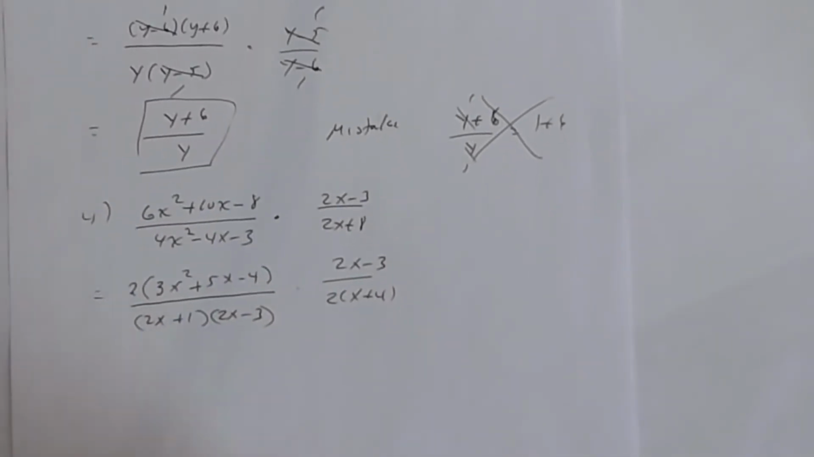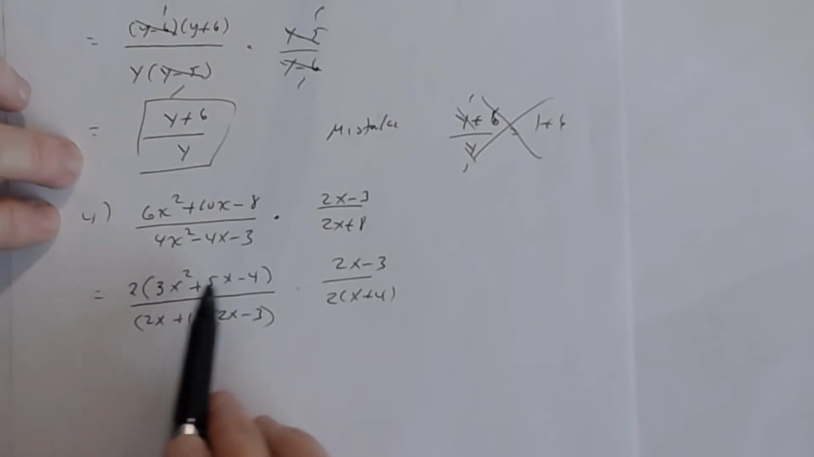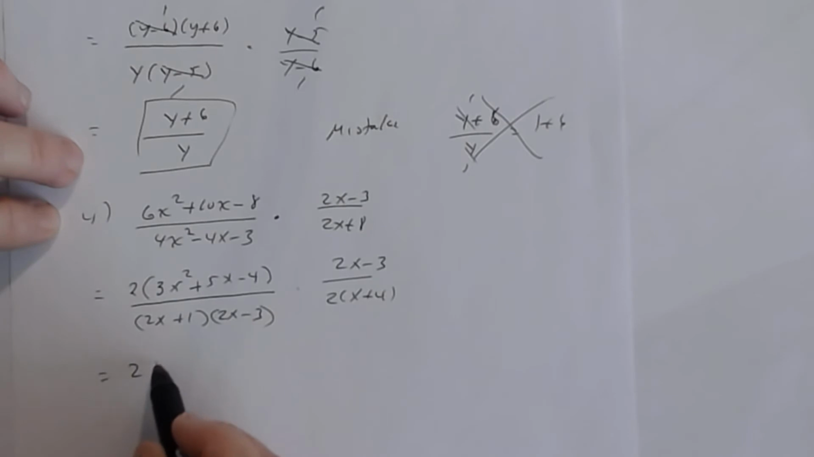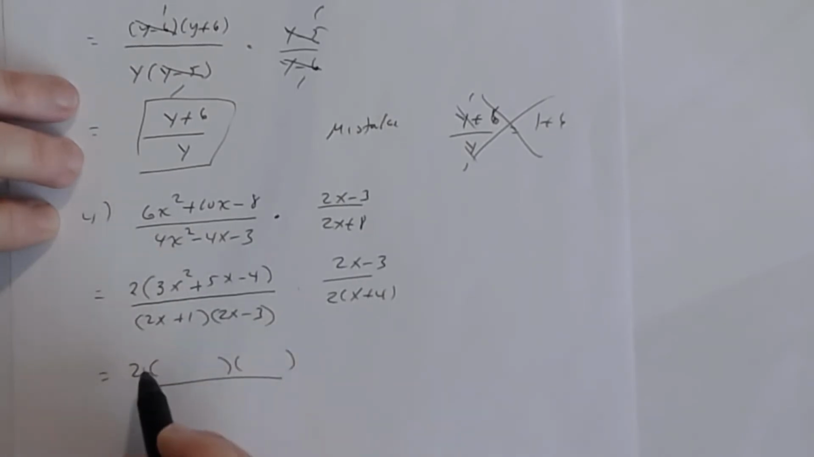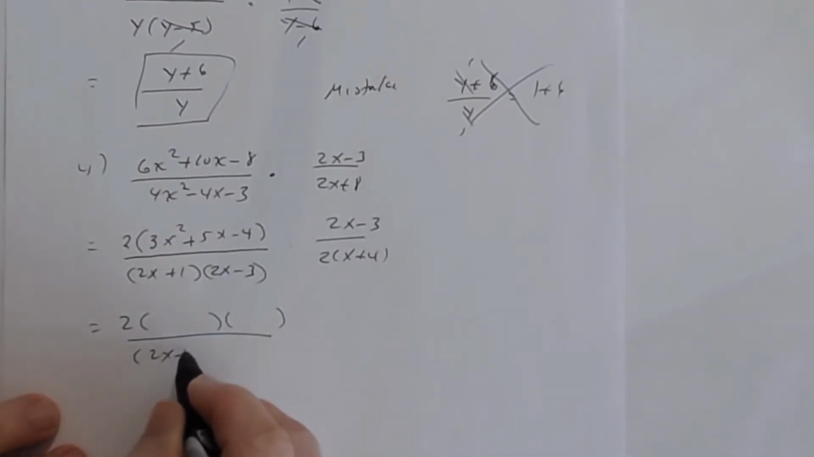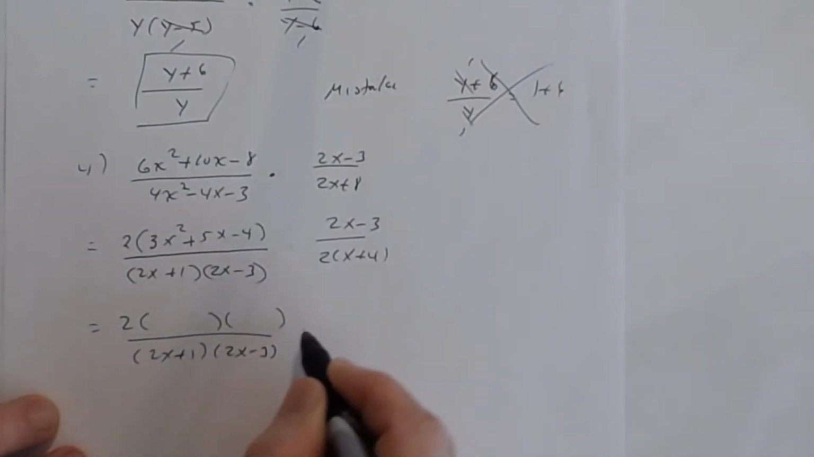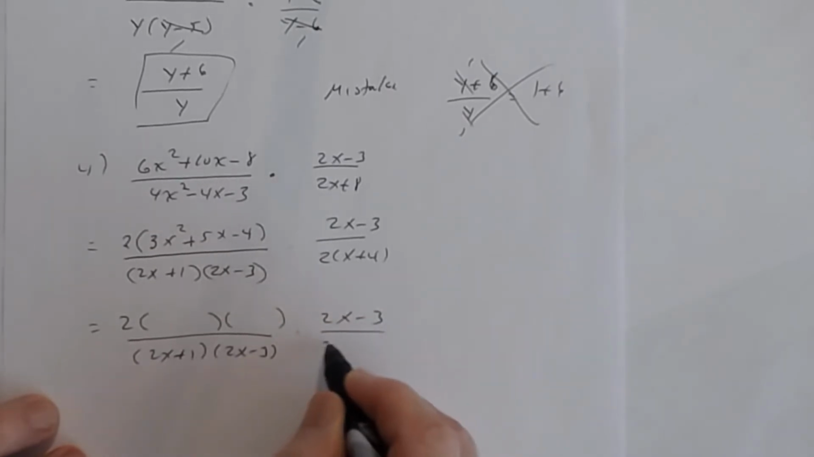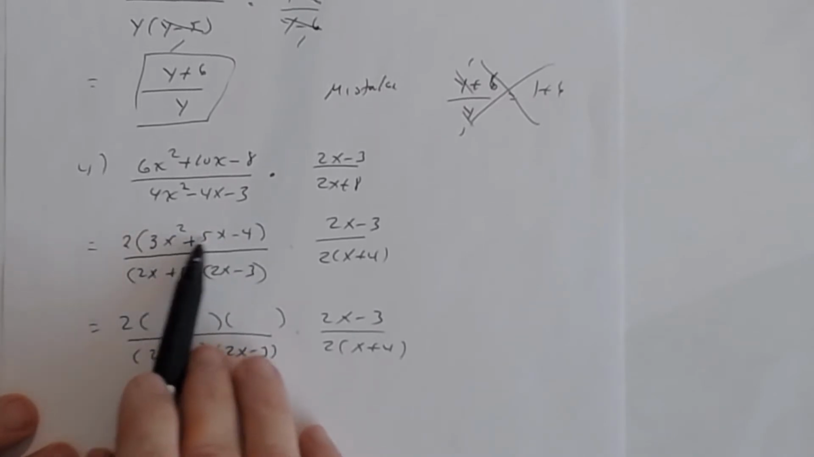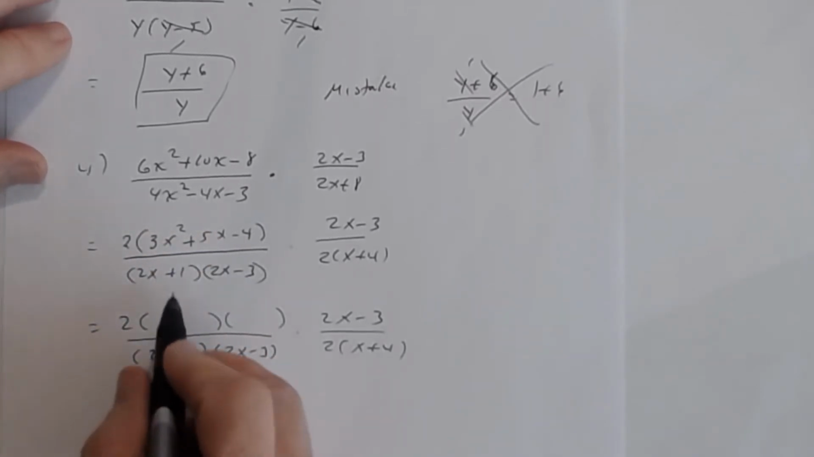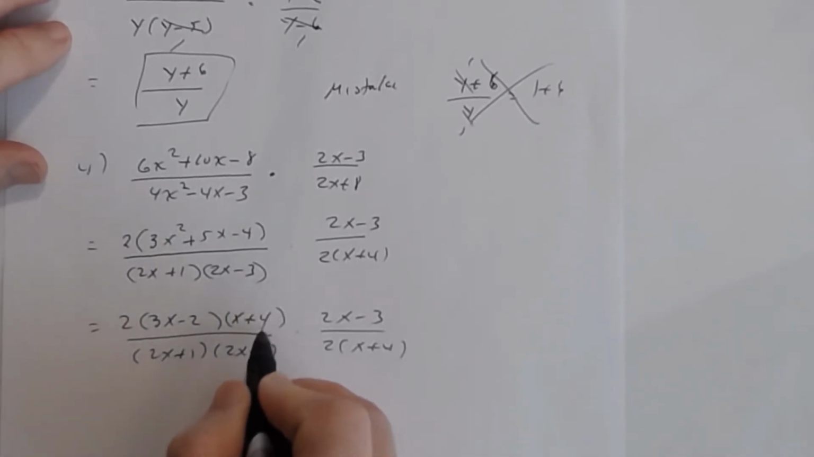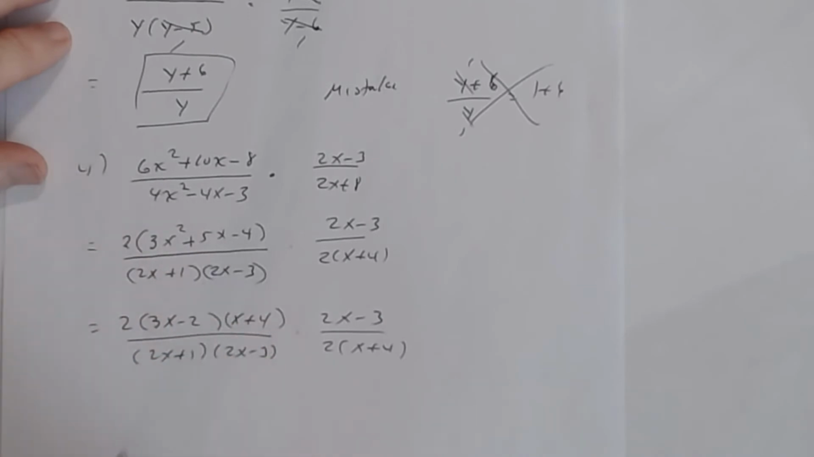All right, now here's my issue though. See this right here? I'm not done with this. I can factor this further. So I'm going to write this as two binomials now. Don't forget the times 2. And I'm going to go ahead and write everything else over. So this is 2x plus 1, 2x minus 3, times 2x minus 3, 2 times x plus 4. All right, now when I factor this trinomial right here, it factors as 3x minus 2 times x plus 4. So that is this.